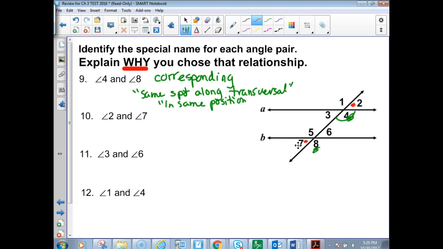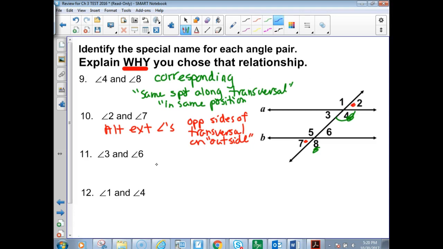So any description of that I'll probably be fairly good with, as long as it's not completely off the wall. Angles 2 and 7 would be called alternate exterior angles, and they are on opposite sides of the transversal on the outside. Okay, outside of lines cut by the transversal. I might have worded this differently in the key. I'm just trying to say it any way that would be acceptable.